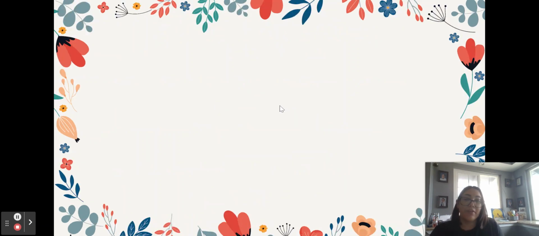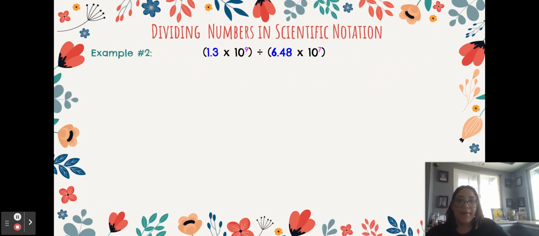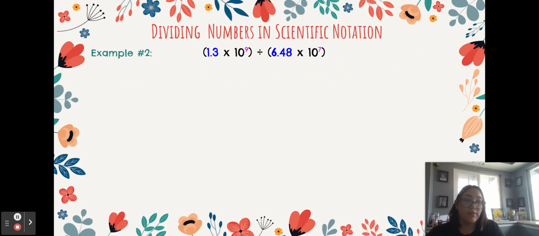Okay, second example here, same thing. All right, here's an example where we could actually use scientific notation to approximate population. So we have a table here that shows the population of 3 different countries. And we're going to go ahead and compare China and France's population. So we want to know how many times greater the population is in China than it is in France. Okay. Again, I'm going to go back here.